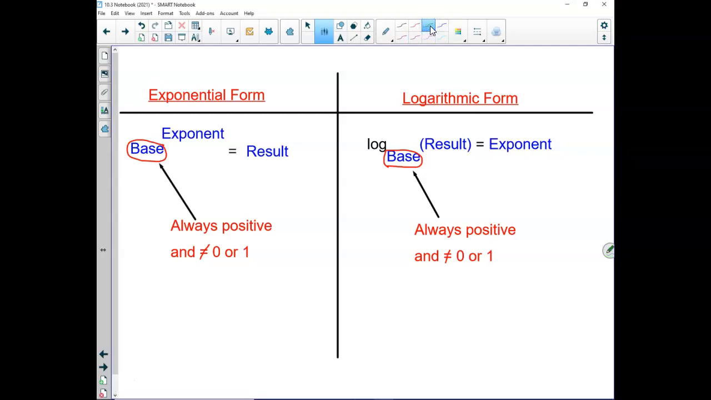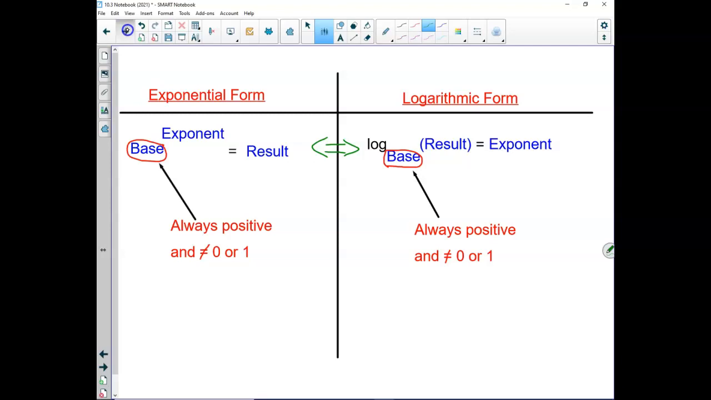Bottom line, you guys need to have the green light. You need to be able to fluently go back and forth from exponential form to logarithmic form to be able to solve any of these exponential equations or logarithmic equations tomorrow. You need to be able to bebop back and forth. And also, please remember, the base in the exponential form as well as the base in the logarithmic form is always a positive number, and it cannot equal 0 or 1.